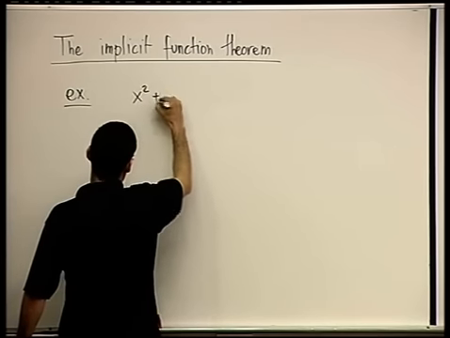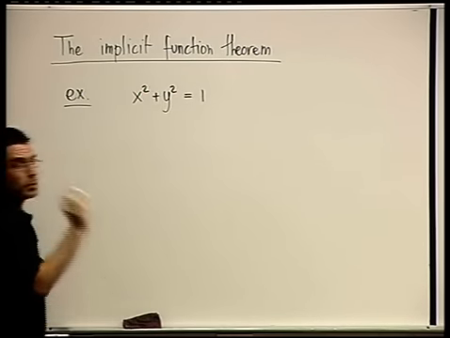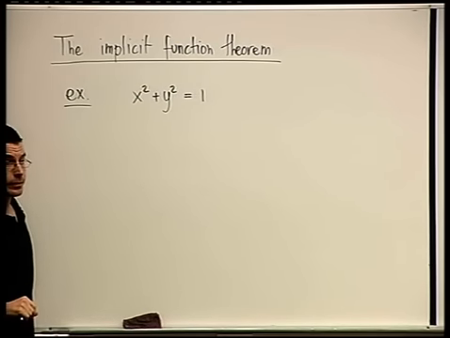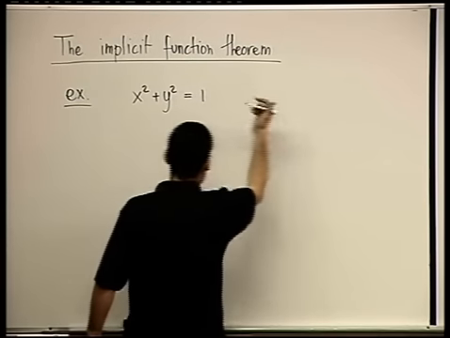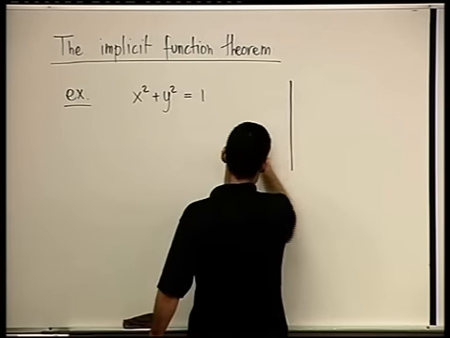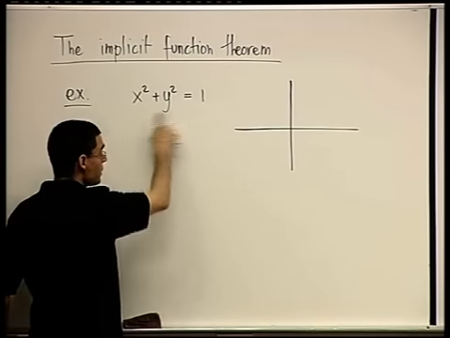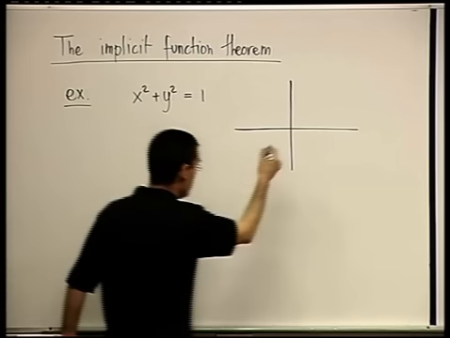Let's look at x squared plus y squared equals 1, in the xy plane. What is this thing? It's a circle. Do you agree? So this is just a circle in the xy plane of radius 1, centered at the origin. Does everybody agree?